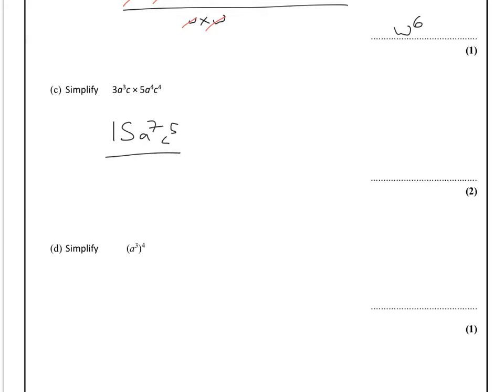And then part D, we've got a cubed to the power 4, which means a cubed times a cubed times a cubed times a cubed, which is going to give us a to the power of 12. So when you're raising a power to another power, you can multiply those two numbers.